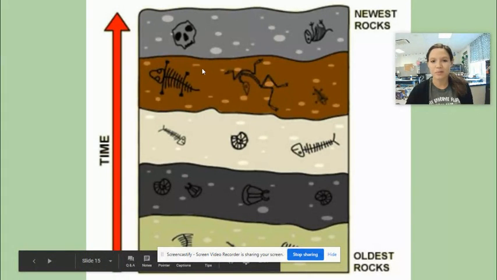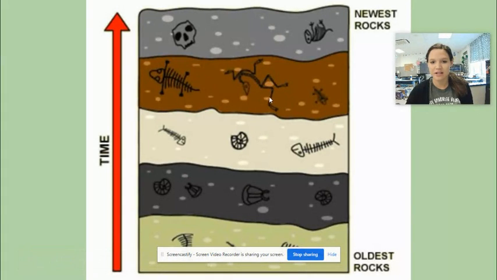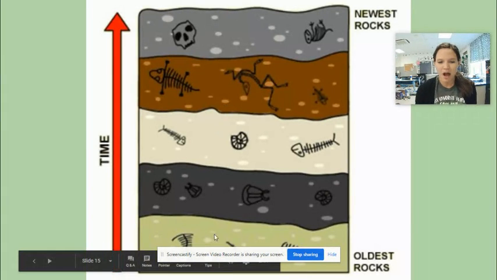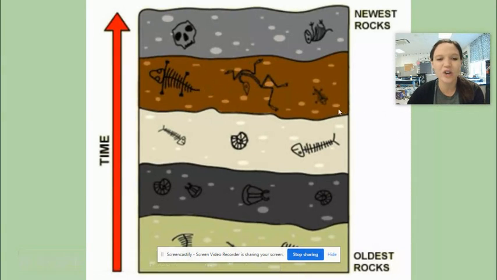Then I come up to an even newer layer of fossils, and I can see we have some legs. We have maybe some lizards. We have some reptiles. So now I can see, okay, my land has changed. It used to have fish and shells, and now it has changed to more of a land type of environment. So we've gone from a forest to an ocean, and now we're maybe at like a swamp or a creek.